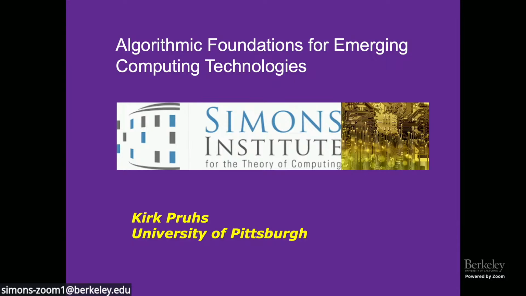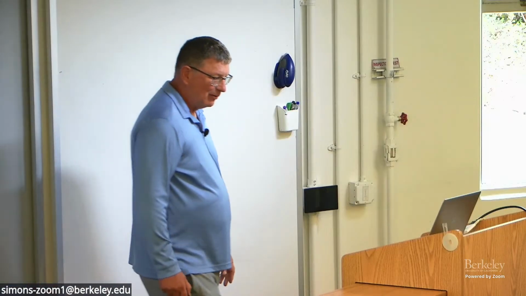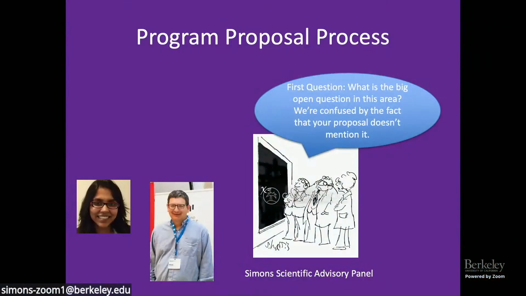Yeah, so we had a boot camp, but not all of you were here for this, so I wanted to talk about one aspect of the program that didn't quite get covered during the boot camp. If you want to have a Simons program, you need to write a proposal, like a 10-page proposal, something like an NSF proposal. And then Simons has a scientific advisory board of like 15 leading researchers who you go and they ask you questions about your proposal.